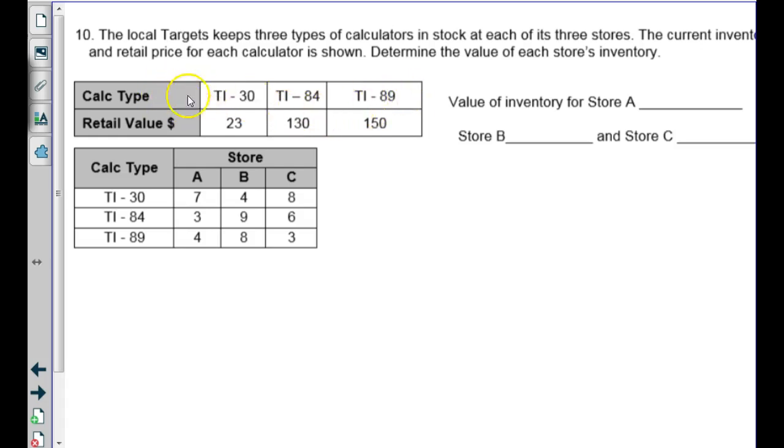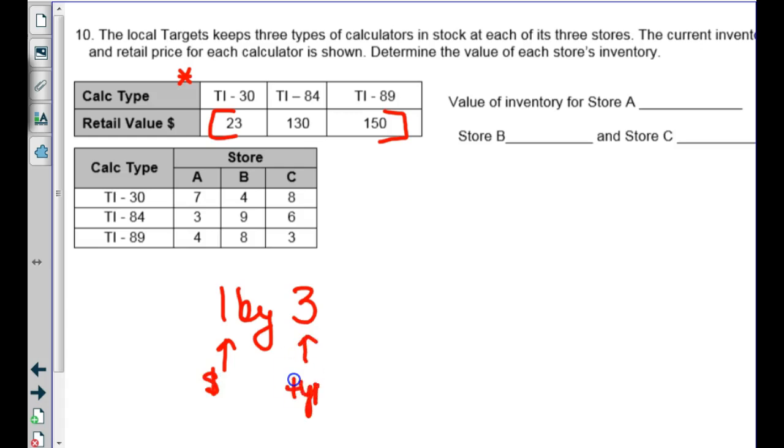What size is this matrix right here? The first one here. It's all in one row by 3 columns, right? The one row is the value of the calculator, and the 3 columns are the types of calculators.